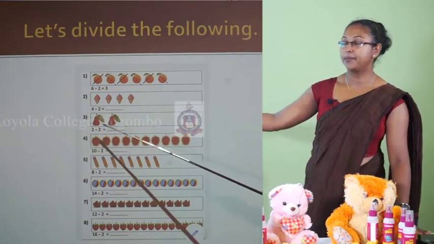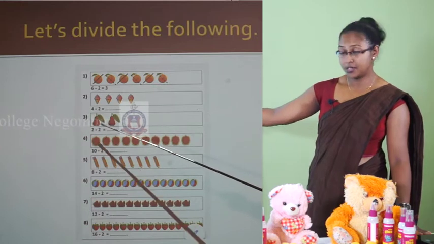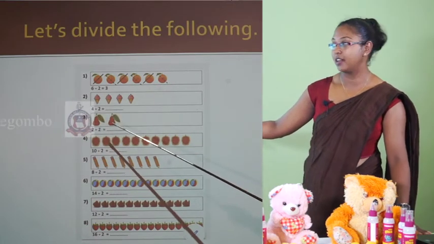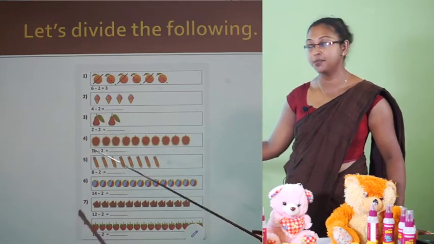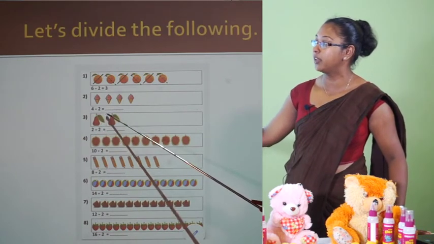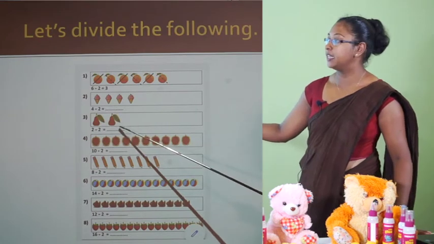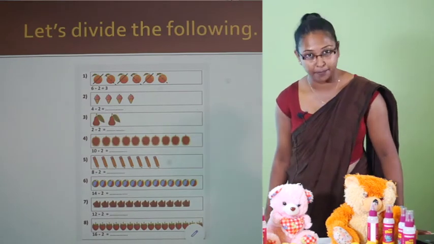And now how many apples are there? Sorry, how many pears are there? There are 2. 2 divided by 2. What is the answer, Putte? You can do it in this way. 1, 1. Then the answer is 1.